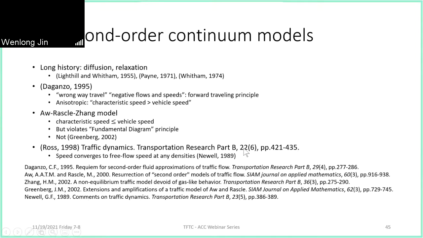So I feel, if we want to develop second order continuum models, it might be more fruitful to consider the forward traveling principle, like other well-defined principles, rather than such characteristic wave speed versus vehicle speed. That is very mathematical, or fluid dynamics physics. It's not that relevant to our traffic flow characteristics, traffic vehicle characteristics, just like self-air condition.